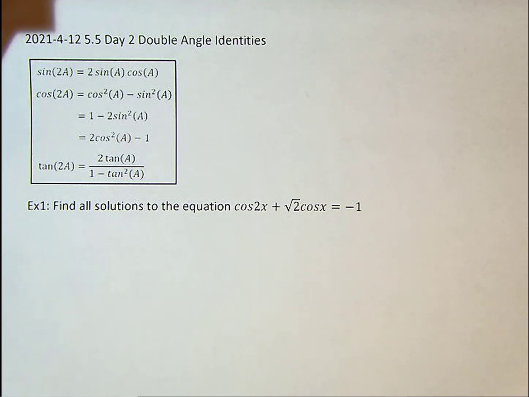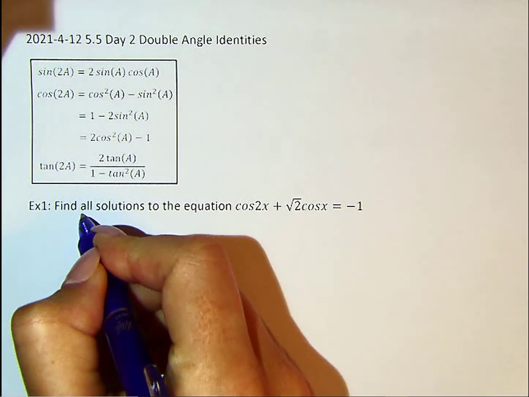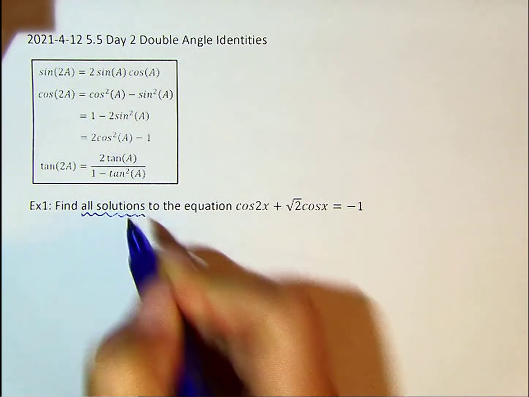Day 2 double angle identities. Today we're going to be solving using the double angle identity. So when we look at the first question, we have a couple of things we need to notice. First of all, we are asked for all solutions.